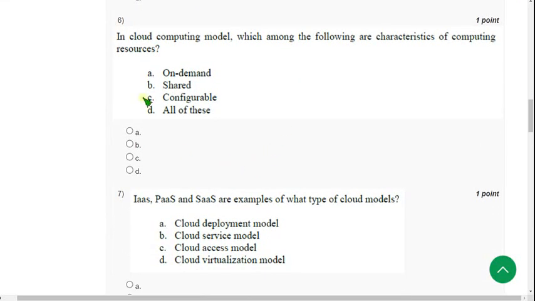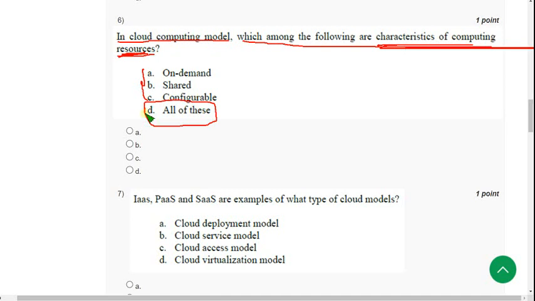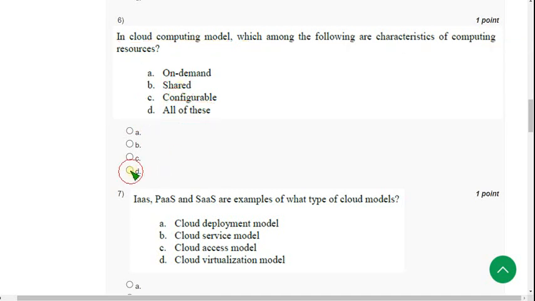So in sixth question, in cloud computing model, which among the following are characteristics of computing resources? The characteristics of computing resources. So for sixth question, the answer is all these three are correct. That means option D, all of this is the answer. Let's move on to the seventh question now.